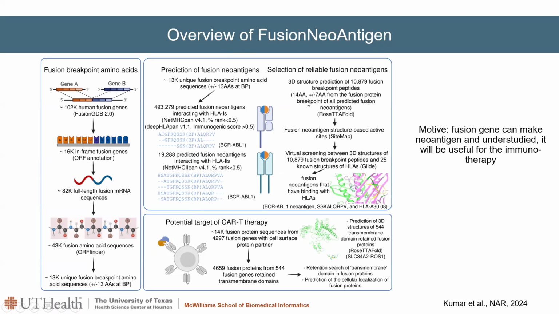To provide more reliability, we also adopted an AI 3D structure prediction approach. Here we use RoseTTAFold and not AlphaFold 2, because AlphaFold 2 requires a certain length of protein, but RoseTTAFold can work for short lengths. So we chose this one. Then using SiteMap of the Schrödinger package, we predicted the active sites in each predicted neoantigen structure. And then we checked the interaction between known HLA proteins and our predicted neoantigen structure.